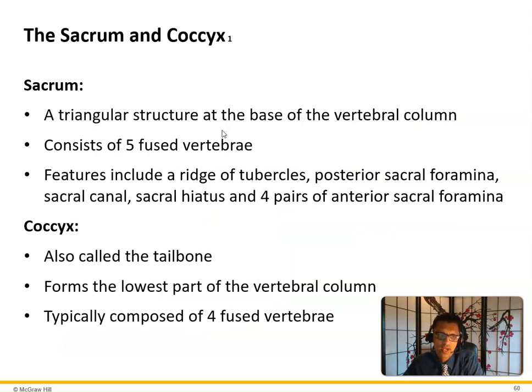The sacrum, the triangular structure at the base of the vertebral column, consists of 5 fused vertebrae. Features include the ridge of the tubercles, posterior sacral foramen, sacral canal, sacral hiatus, and 4 pairs of anterior sacral foramina. Remember, in babies, this was not fused, so they're individual, but as an adult, they fuse. The coccyx, which is your tailbone, forms the lower part of the vertebral column and is usually composed of 4 fused vertebrae. Some people have 5, but again, as an adult, they fuse together, so it's negligible whether they have 4 or 5. It's going to be fused into one.